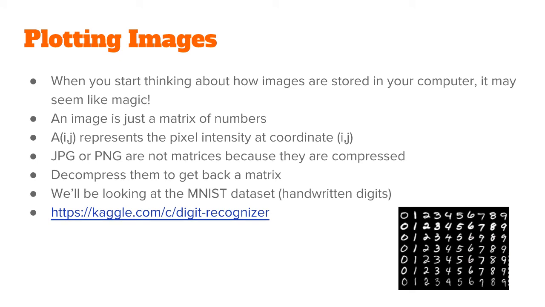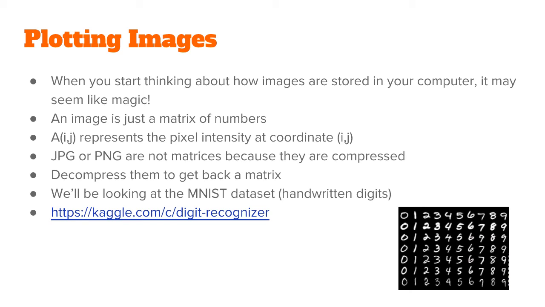When you see an image file on your computer, you might think it's magic. But in reality, an image is still just a matrix of numbers. Each value in the matrix is the intensity of that pixel at that position in the image. Of course, if you open a JPEG or a PNG file on your computer, you're not going to see these numbers because these image formats make use of compression. However, when you decompress the image, you get back a matrix of numbers.